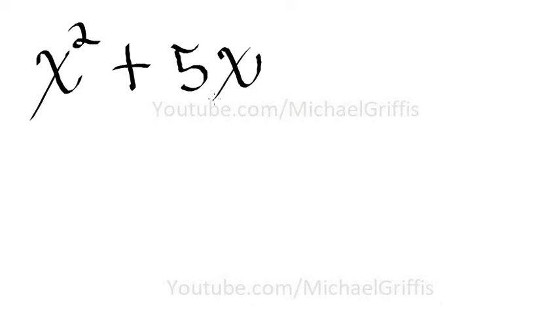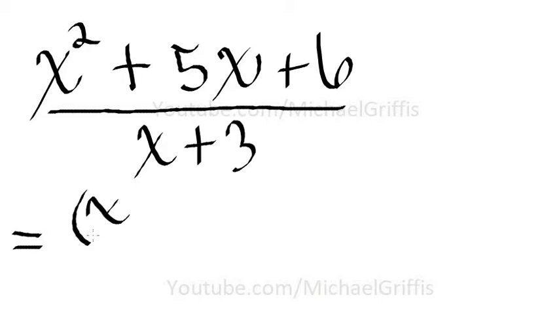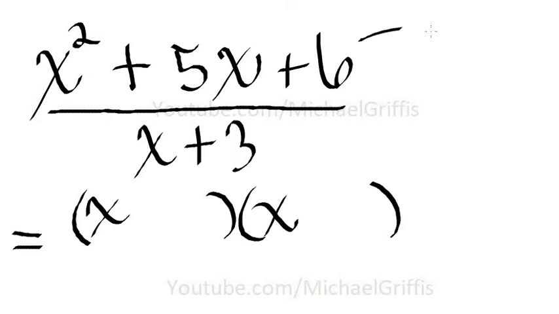Alright, let's take a look at another one here. We have x squared plus 5x plus 6, and that's all over x plus 3. So we want to factor that numerator. Let's write down what we know is going to be there. Two numbers are multiplied together that gives us 6, and when we add them we get 5.